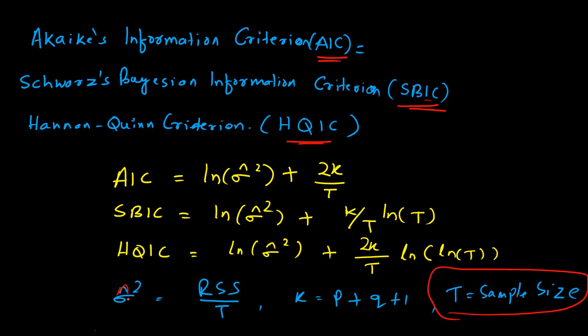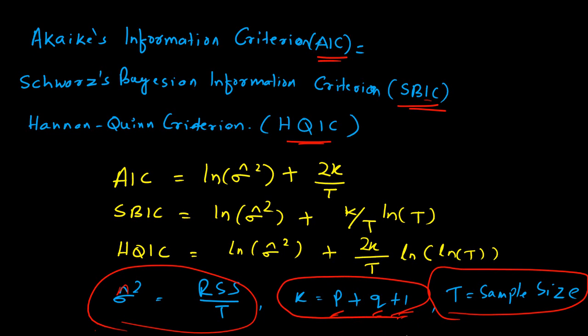So that's pretty much the same as what you have seen in other statistical models. So this is how you get sigma square, and take the ln of that plus 2k by T. So what is k? K in this case is the number of parameters that you are estimating. So it's p, that means the number of AR terms, and then the number of MA terms, and then plus 1. Okay, so that takes into account the degrees of freedom. So k is p plus q plus 1, so 2k by T. The model which gives you the minimum AIC is the best one.